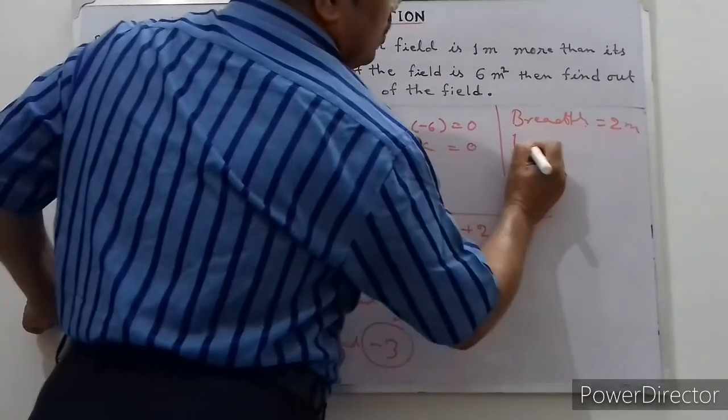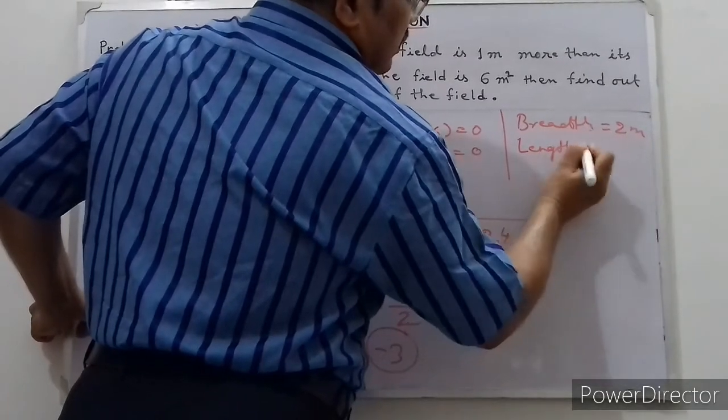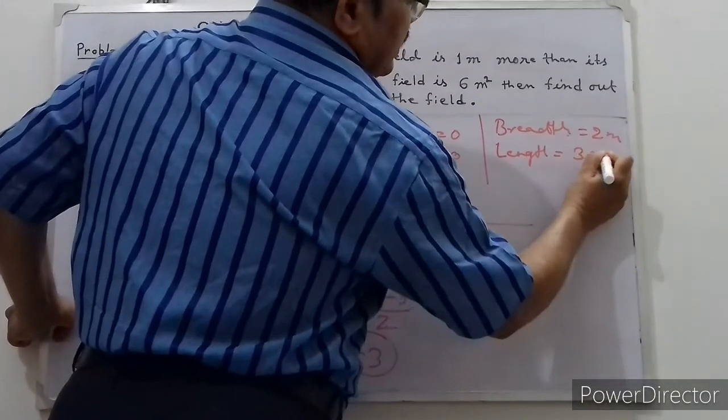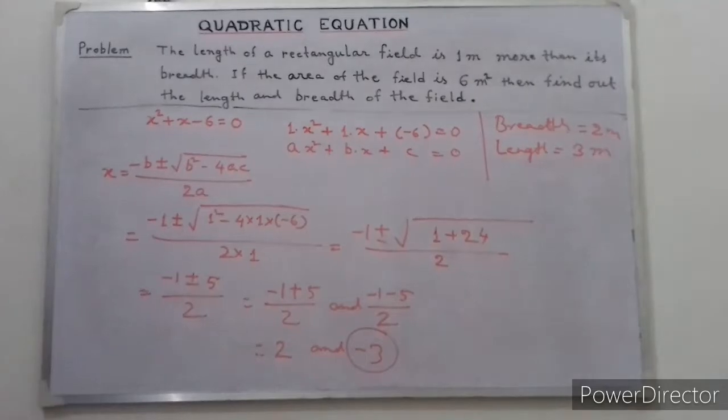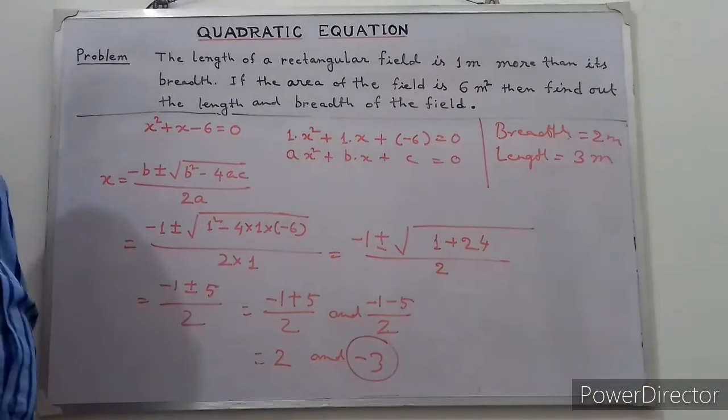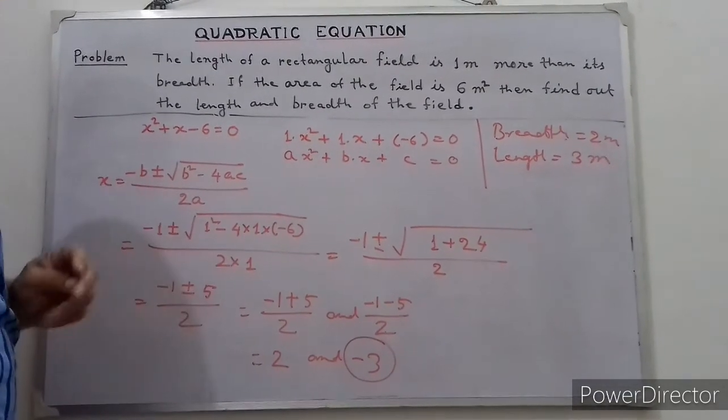So length equals 2 plus 1, that is 3 meters. Thus by 4 methods we can solve the quadratic equation.